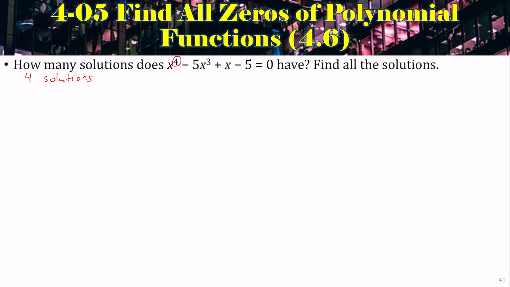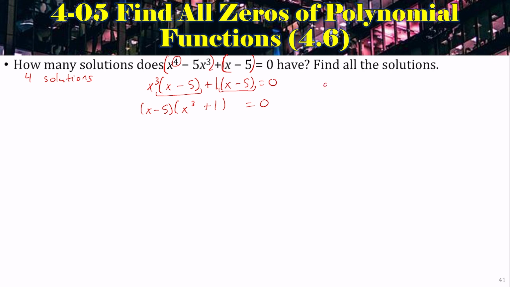Now, to find all the solutions, we can do the p's and q's, or we could try factoring. This one, I see it has a 1 and a negative 5, and a 1 and a negative 5, 4 terms. I can probably factor by grouping. Out of the first group, I can factor an x cubed, leaving the x minus 5. Out of the second group, I can't factor out anything, so let's just say we factor out a 1. Then the x minus 5 is the same, so we can factor that out, leaving the x cubed plus 1.